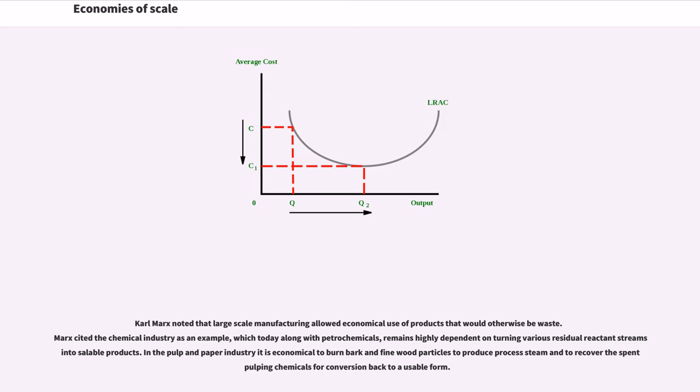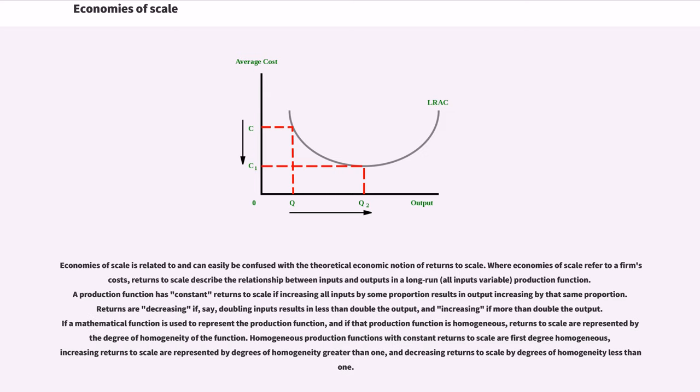In the pulp and paper industry, it is economical to burn bark and fine wood particles to produce process steam and to recover the spent pulping chemicals for conversion back to a usable form. Economies of scale is related to and can easily be confused with the theoretical economic notion of returns to scale. Where economies of scale refer to a firm's costs, returns to scale describe the relationship between inputs and outputs in a long run, all inputs variable production function.